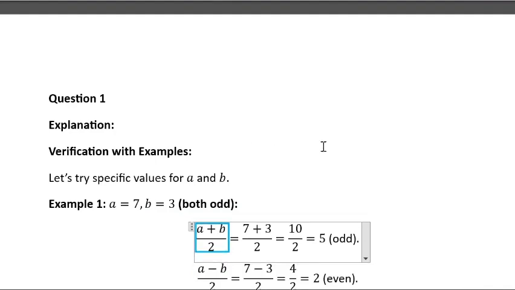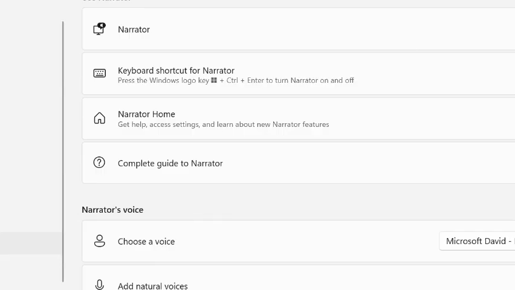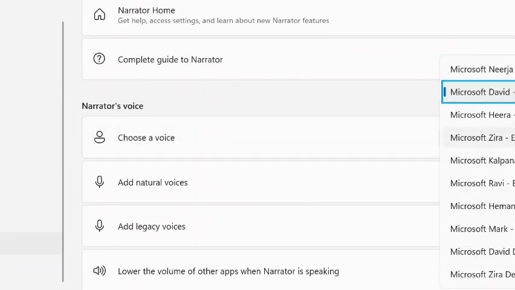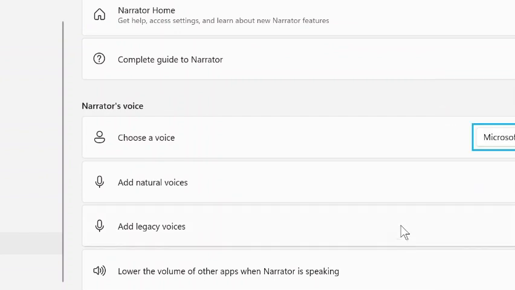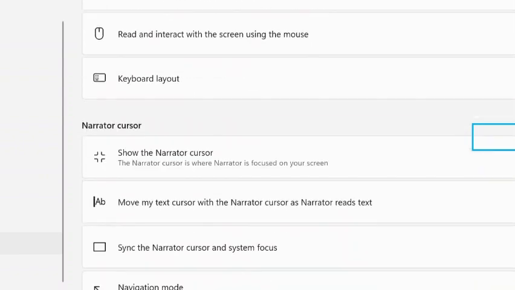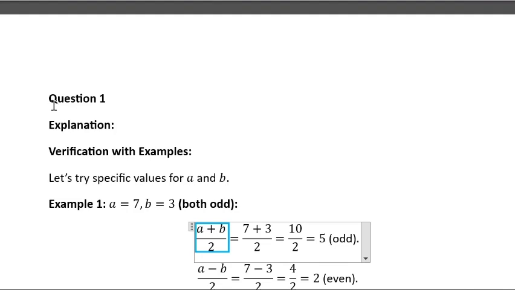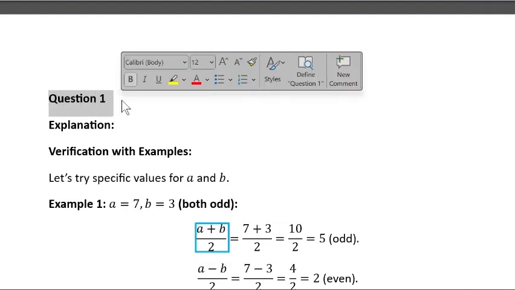Undo. Settings window. Narrator. Toggle. Microsoft David. English. Choose a voice. Combo box. Microsoft Ravi. English. Real numbers 1 RD Sharma. Word window.